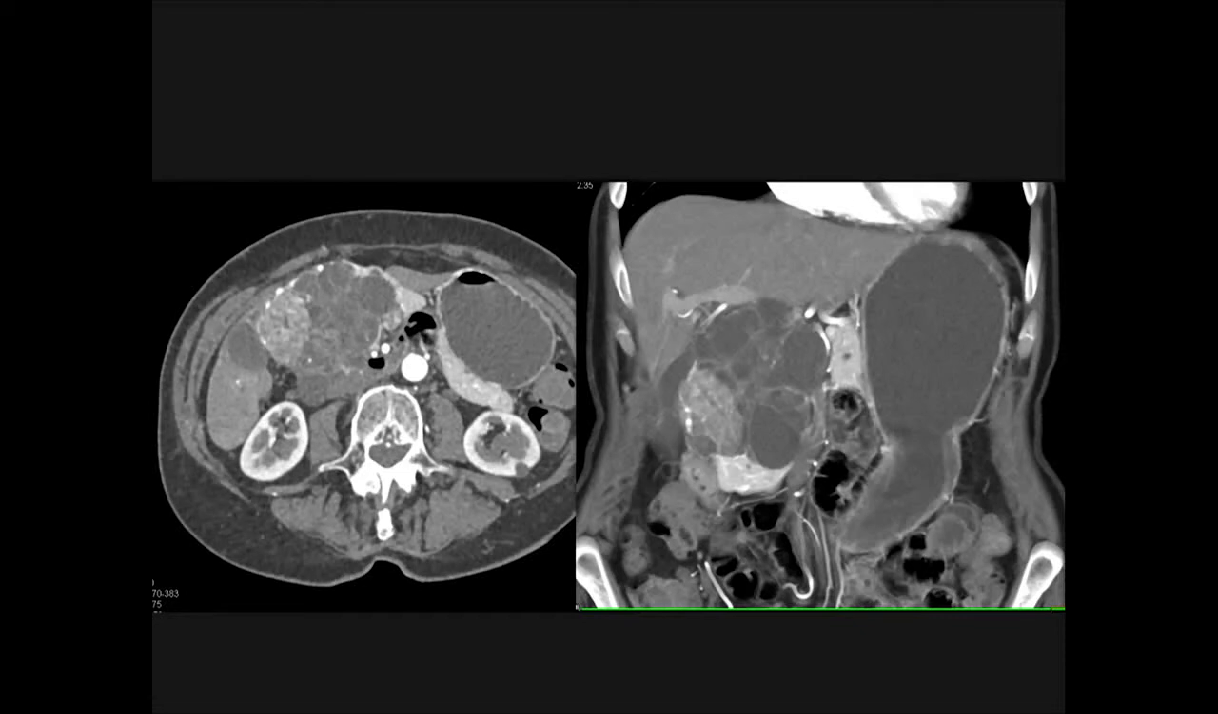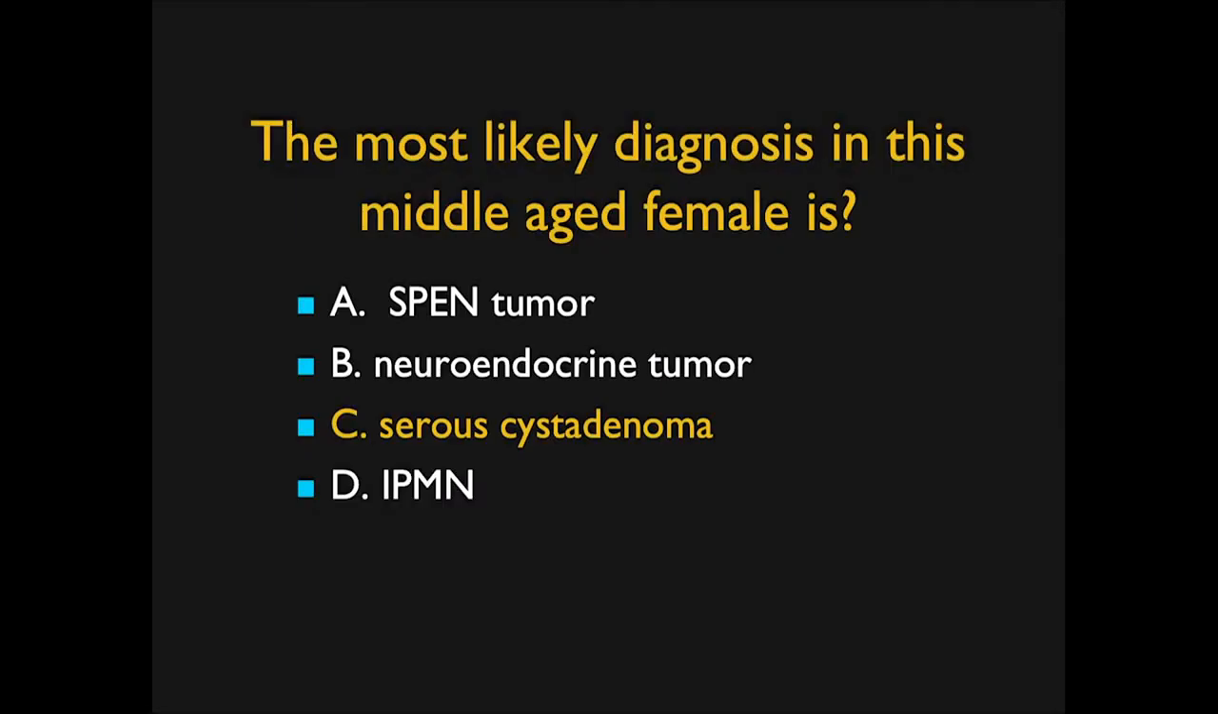IPMNs, it's not going to be an IPMN because there's solid components, septations, enhancement of the septi. If this was an IPMN, you would have had to say it had malignant degeneration. But this is neither. This is a serous cystadenoma, common benign lesion, most common head of pancreas, nodularity, septations, displacement of vessels, and a very good article by Linda Chu on this topic just about a year ago.